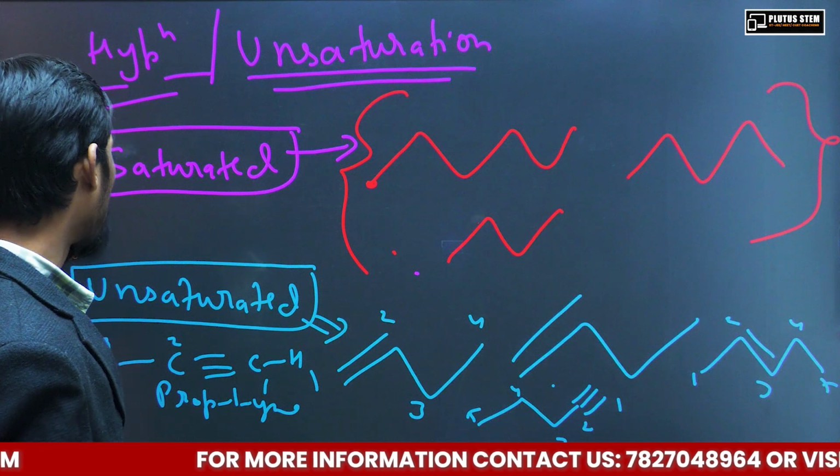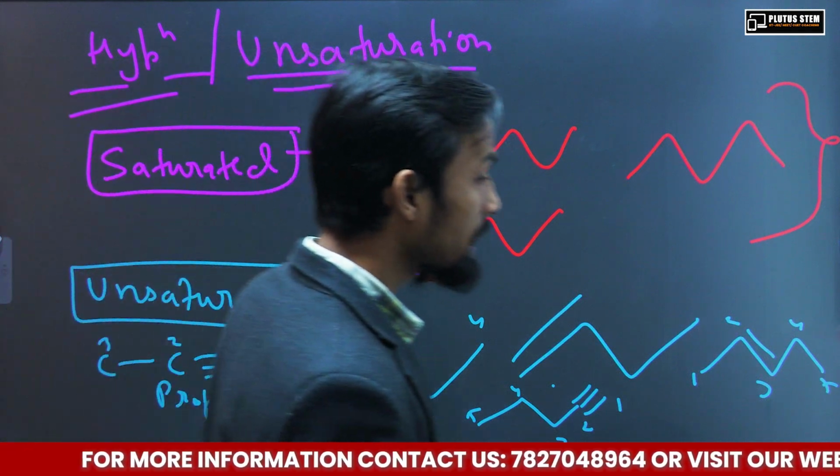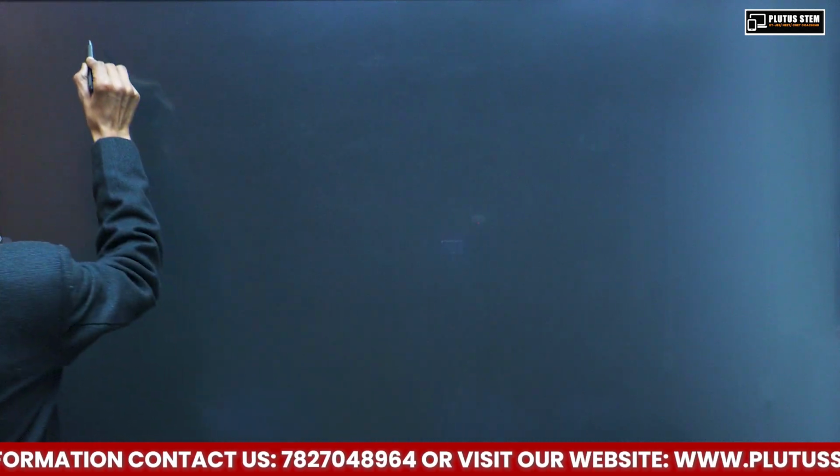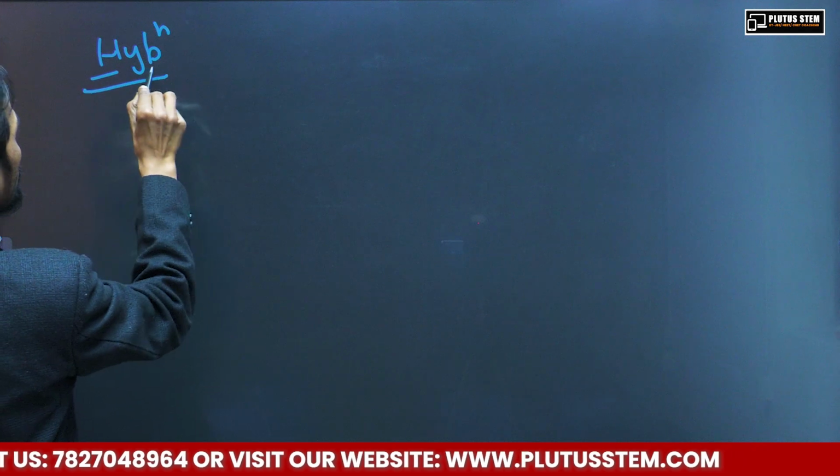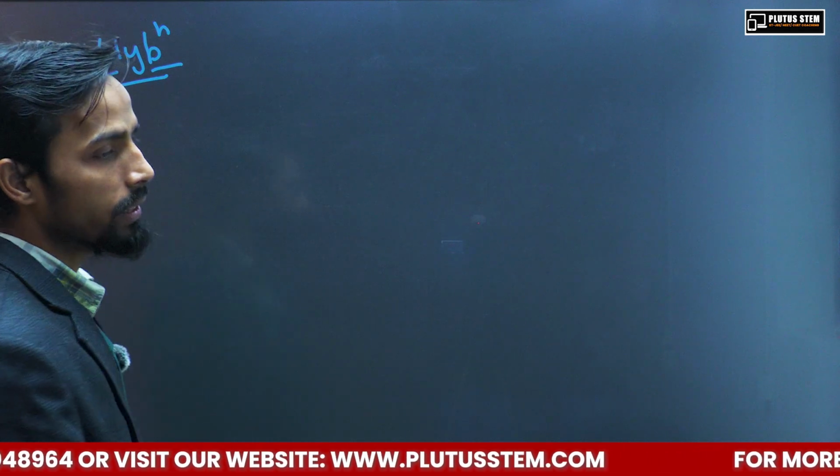So, the saturated compounds and unsaturated compounds. Regarding the hybridization, what is hybridization? You have covered that in inorganic chemistry: sp3, sp2, sp, and many more hybridizations we have studied in inorganic chemistry, in the chapter named chemical bonding.